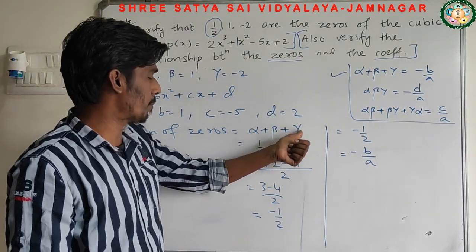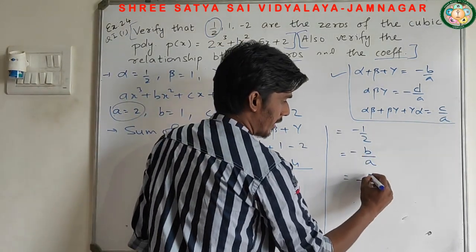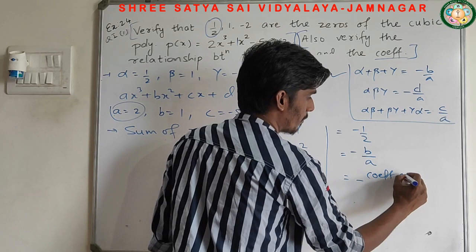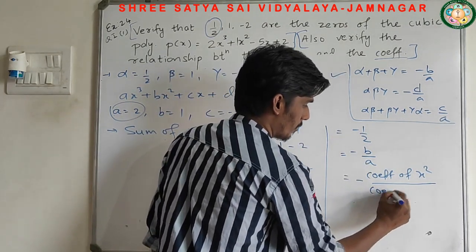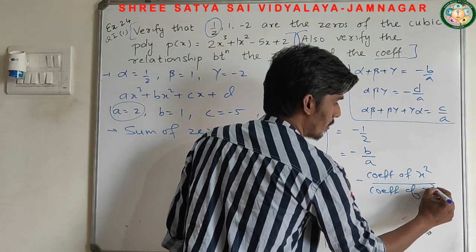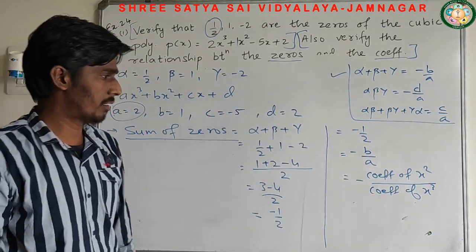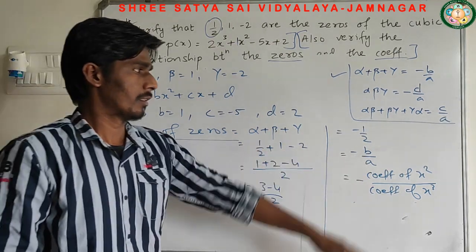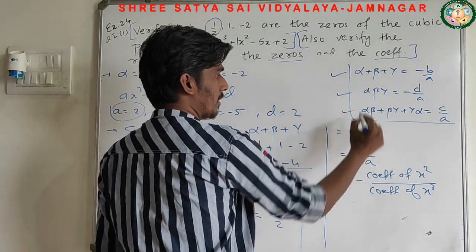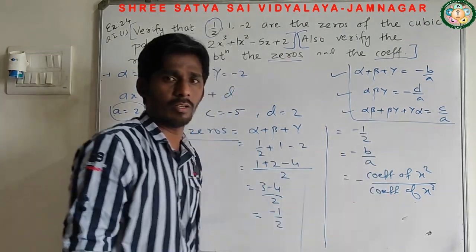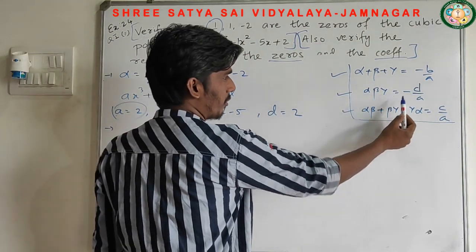Alpha plus beta plus gamma is what? Minus b by a. Where minus b is what? It's the coefficient of x square. What is a? Coefficient of x cube. So, this is the verification for the sum of zeros. Similarly, now I am going to do it for the product of zeros, then the sum of the product of two zeros at a time. Now let's verify the product of zeros.